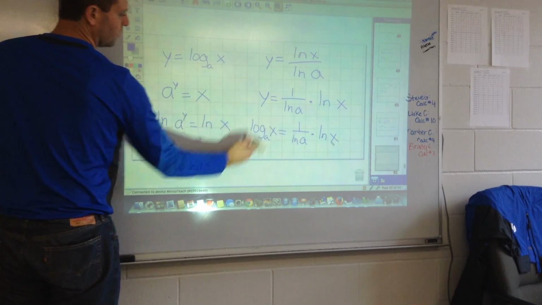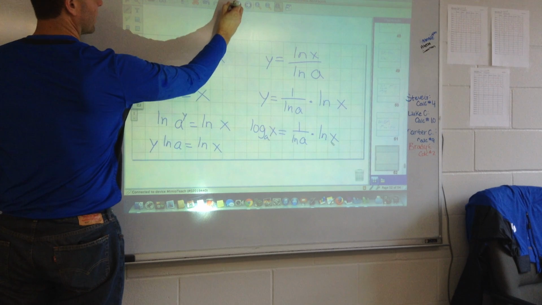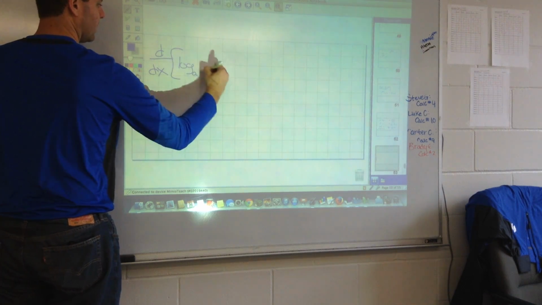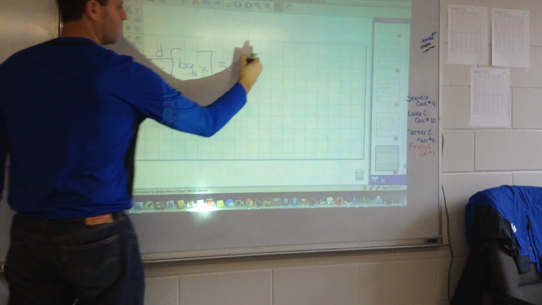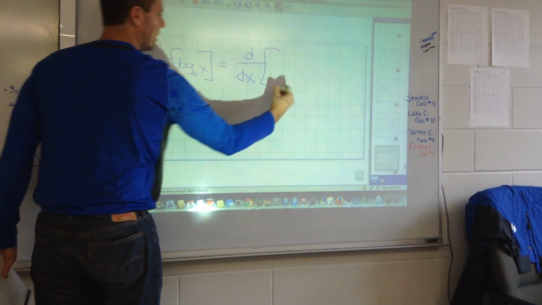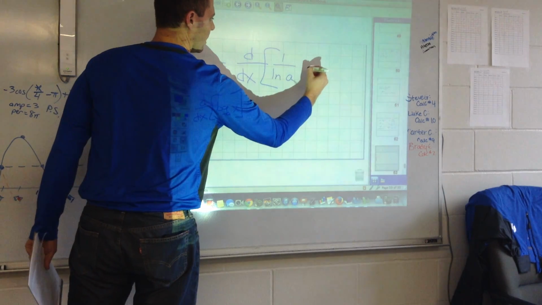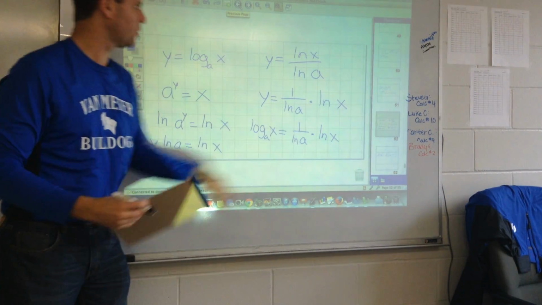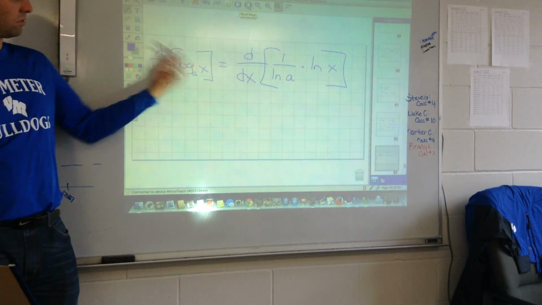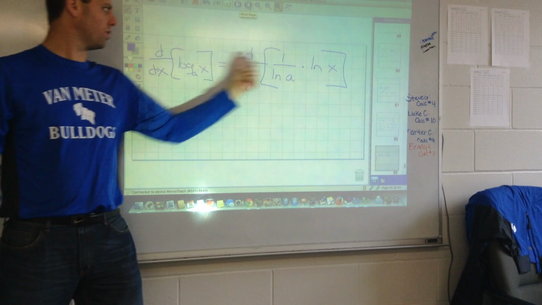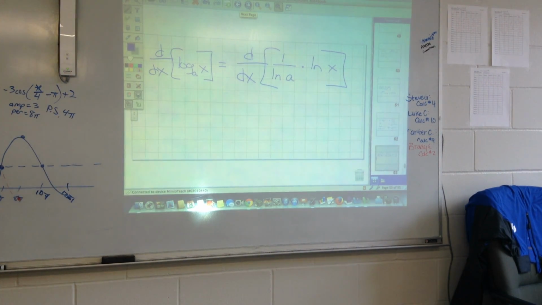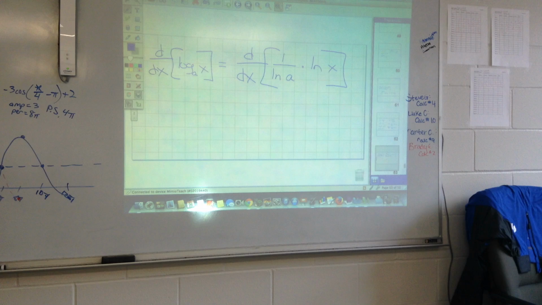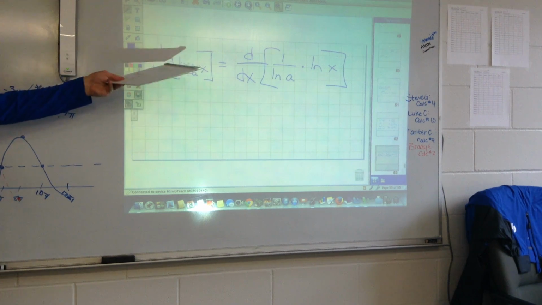So my goal is to do the derivative of log to the base a of x. If I want to find that, I really can just find the derivative of 1 over ln a times the natural log of x, because that's what this was equal to. I instead could just find the derivative of this because they're equivalent expressions. And again, why do I want to do that? Well, because I know how to do derivatives of natural logs. I don't know how to do derivatives of other logarithms.